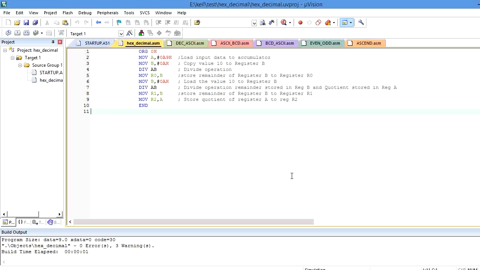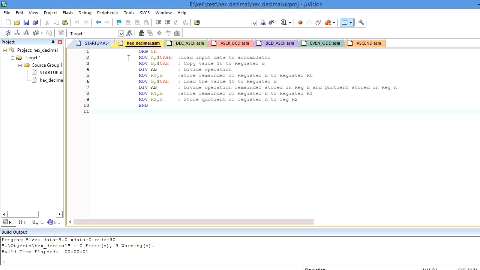How we are going to convert hexa to decimal? We are going to take some hexa value. That hexa value we are going to divide by 10. After dividing that hexa value by 10, we will get the remainder. That remainder we keep on storing in the registers of the 8051 microcontroller. So here I have already written the program for the hexadecimal conversion.